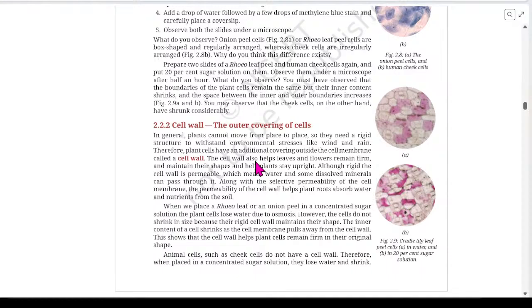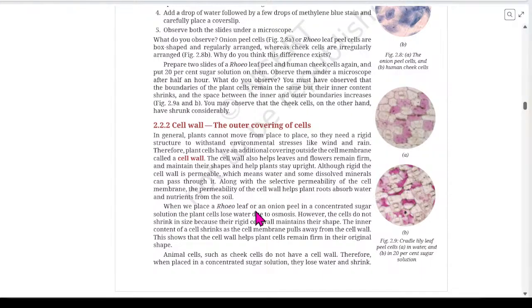The cell wall also helps leaves and flowers remain firm and maintain their shapes, and helps plants stand or stay upright. Although rigid, the cell wall is permeable, which means water and some dissolved minerals can pass through it. Along with the selective permeability of the cell membrane, the permeability of the cell wall helps plant roots absorb water and nutrients from the soil.